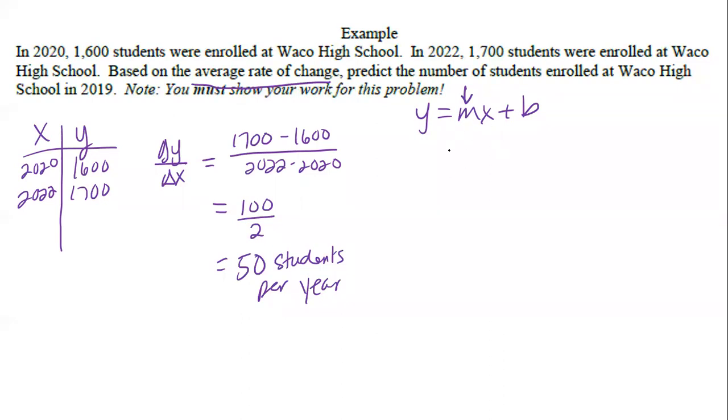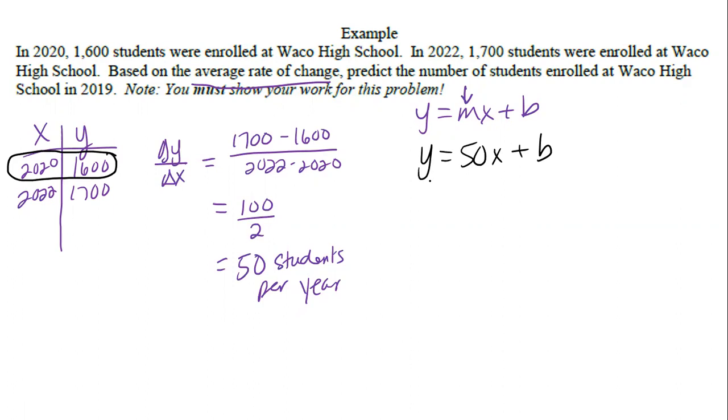All right, so we now know that we have y equals 50x plus b, right? How do we find our b? We're going to take what we have and plug it in and solve for our b. Remember, you have to find your b once you have your rate of change and your given data.